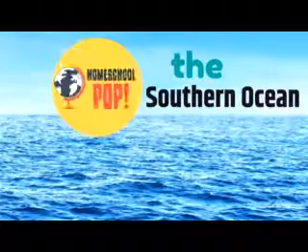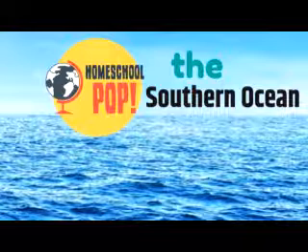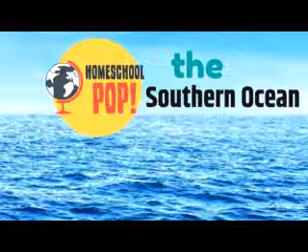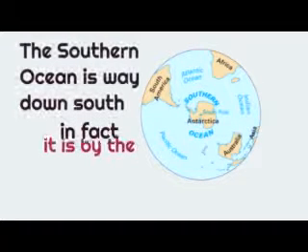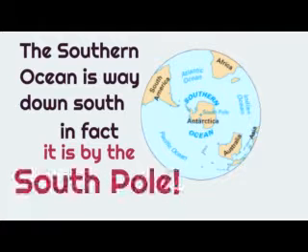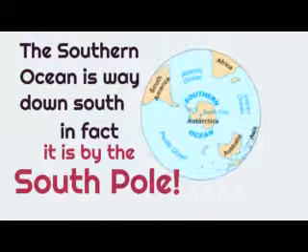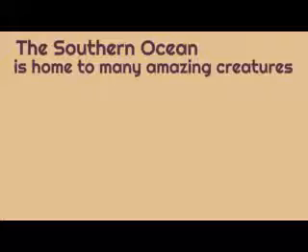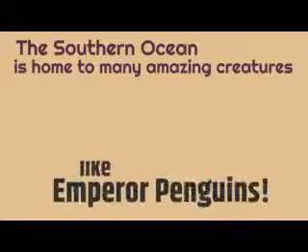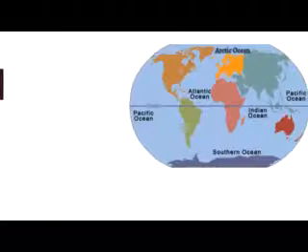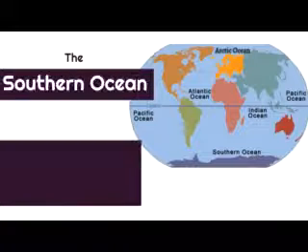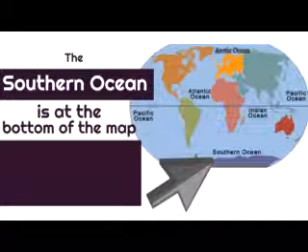Our 5th and final ocean is the Southern Ocean. The Southern Ocean is way down south. In fact, it is by the South Pole, which is actually part of Antarctica. The Southern Ocean is home to many amazing creatures, like emperor penguins, for example. The Southern Ocean is at the bottom of the map by Antarctica.